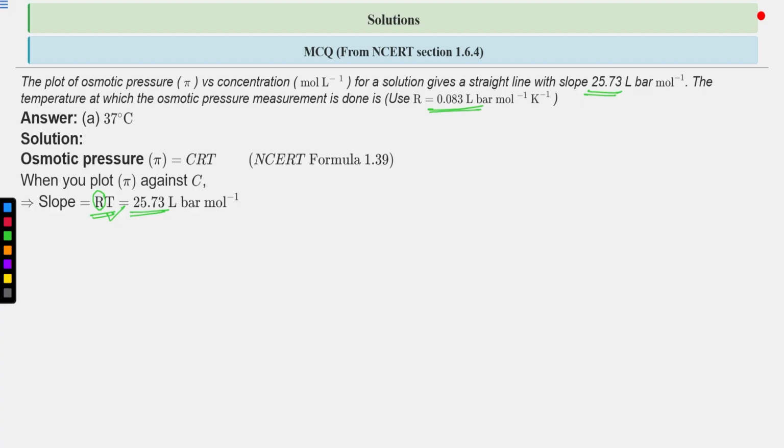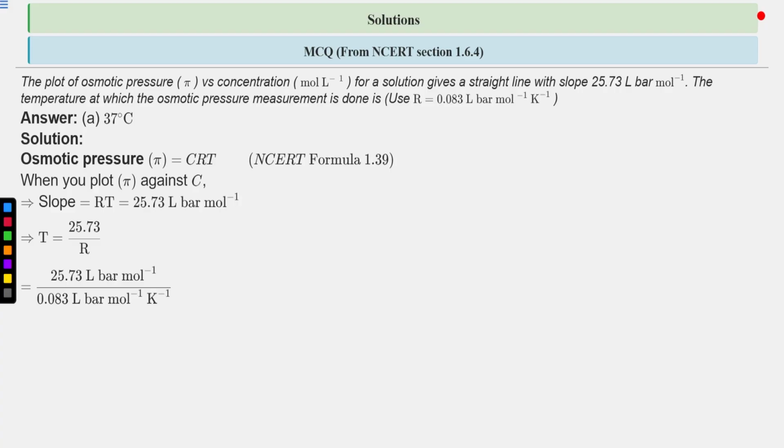This RT we have taken from the osmotic pressure formula pi equals CRT, and for the osmotic pressure measurement, you have to identify the temperature. So T will be 25.73 divided by R. We just rearrange this equation: RT is equal to this much, and T will be equal to 25.73 by R. Now R you can put as 0.083. So it will be 25.73 liter bar mole inverse upon 0.083 liter bar mole inverse Kelvin inverse.